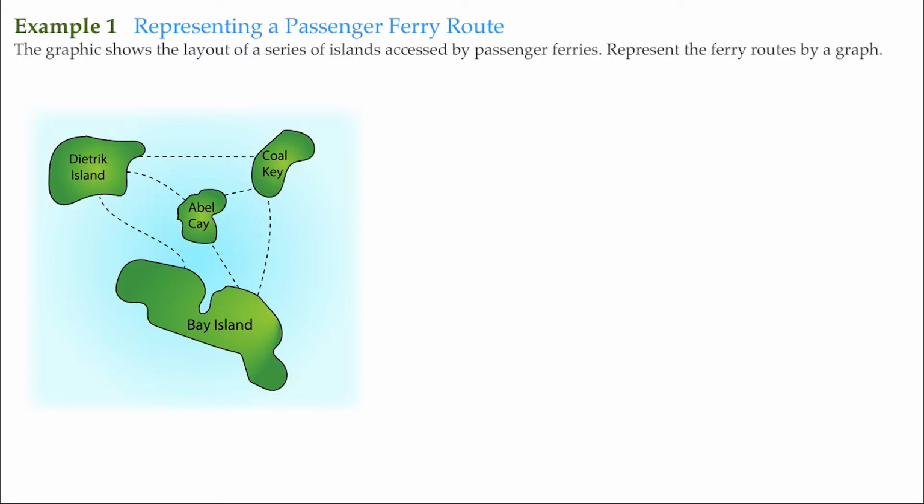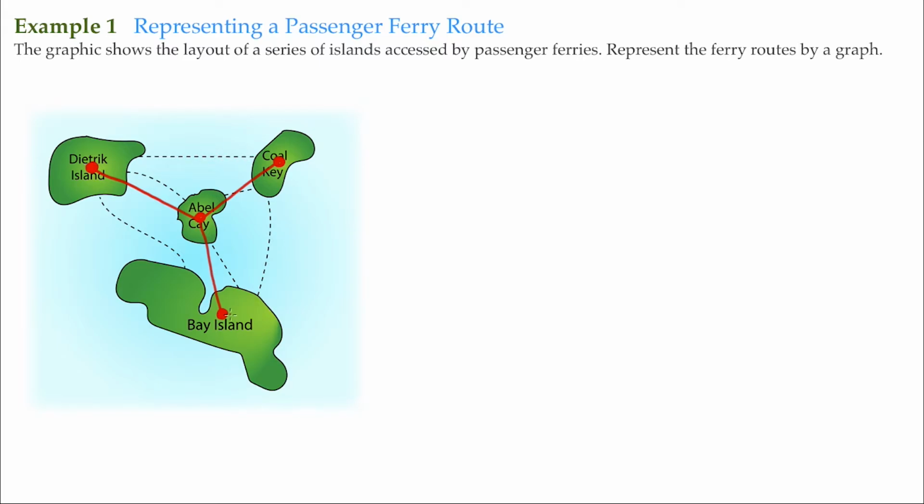So what we could do, I'm just going to put a point right here on each one of these islands. And as we can see, there is a ferry that goes from Able Cay to Bay Island here. So I'm just going to go ahead and mark that relationship with an edge. Able Cay also has a ferry, as you can see it right here, that goes to Coal Key. And there's also a ferry that goes from Able Cay to Dietrich Island. So I represent that with an edge.